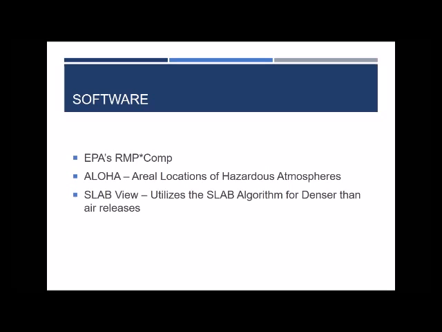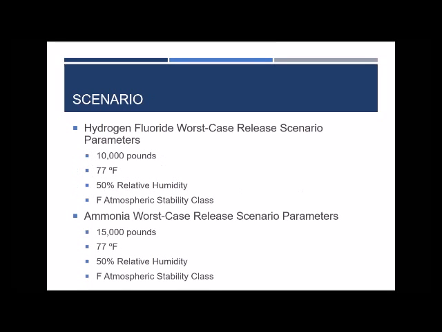ALOHA is a little bit more detailed in terms of the parameters it requires to calculate the endpoint distance. And SLAB View is a little bit more again, as opposed to ALOHA. I will show what these parameters are in the next slide. But the most significant difference between ALOHA and SLAB View is the algorithm that they use behind it to calculate the endpoint distance of a release. In the next slide, I'll present a scenario and I will model it using the three software that we just talked about.